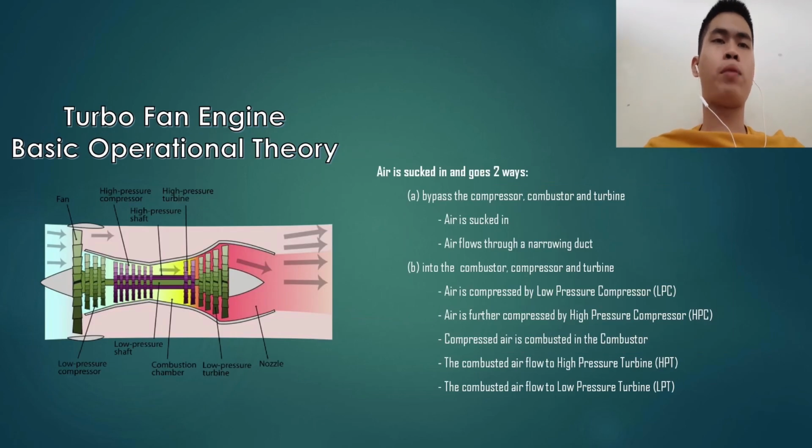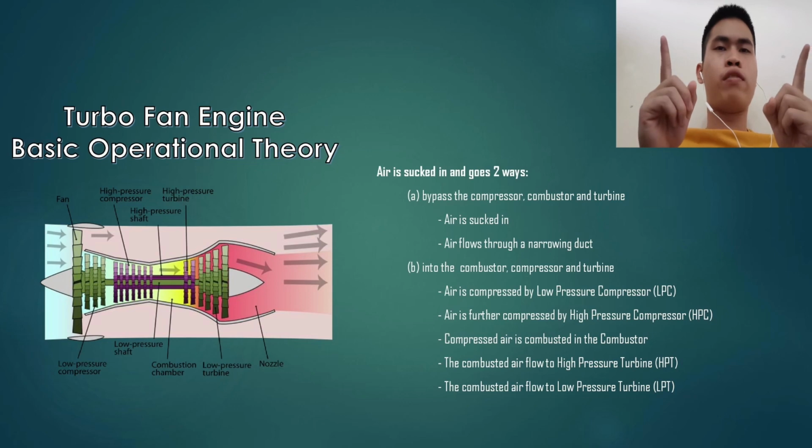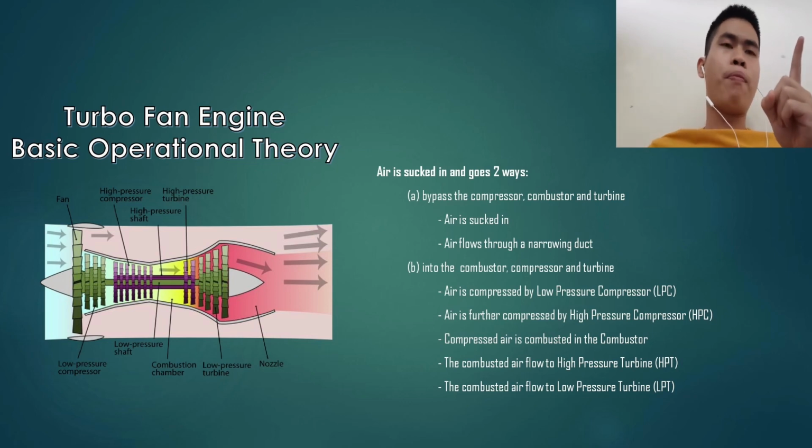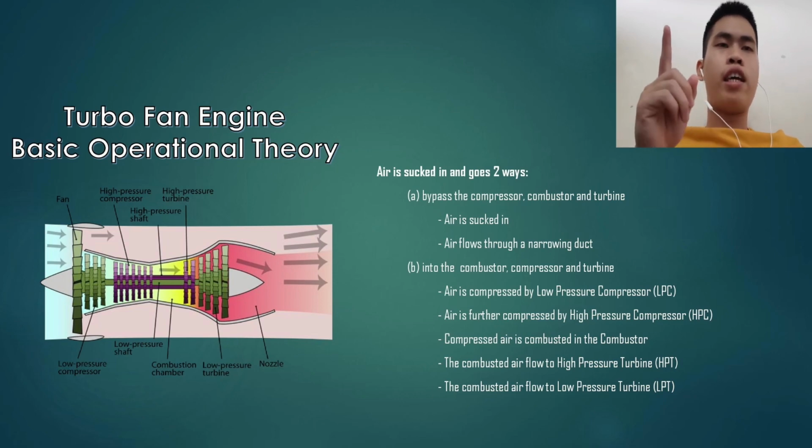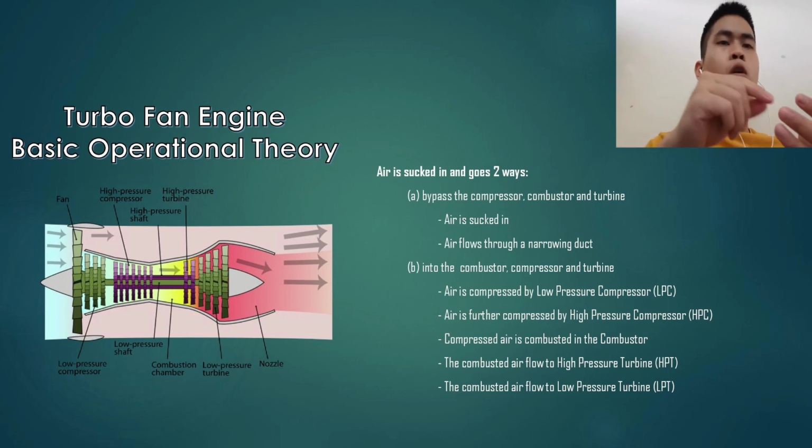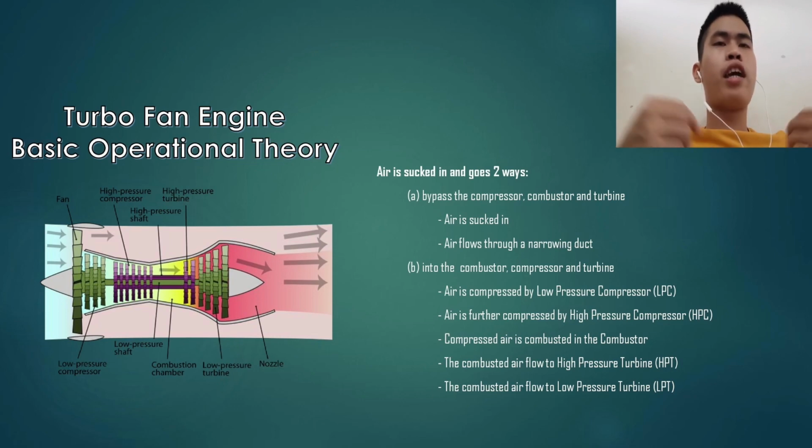Now, I will explain the basic operational theory of the turbofan engine, which is most commonly used by commercial aircraft. Firstly, air is being sucked in and it goes two ways. The first way is to bypass the combustor, compressor, and turbine. For the second way, it goes into the compressor, combustor, and turbine.